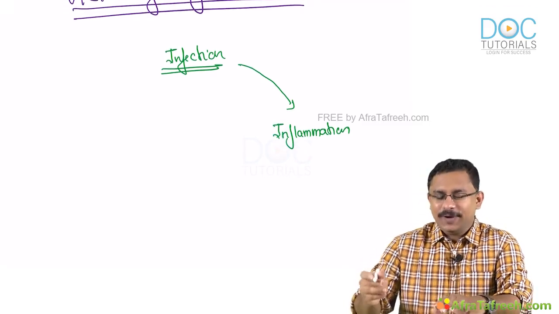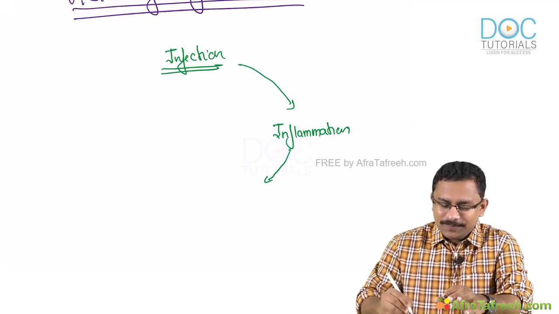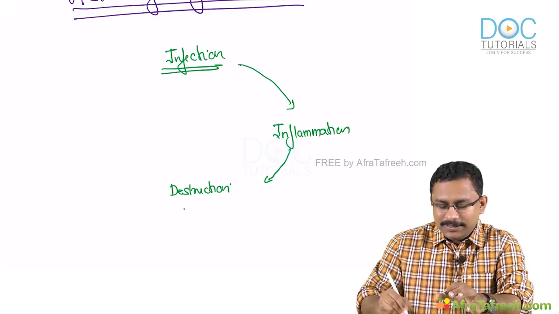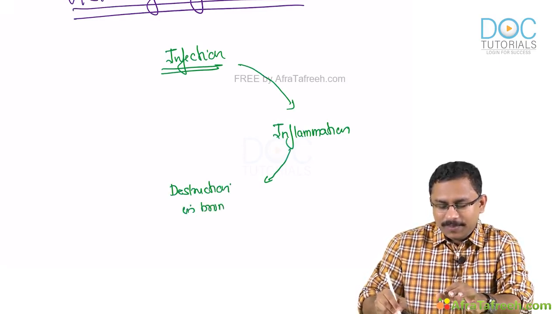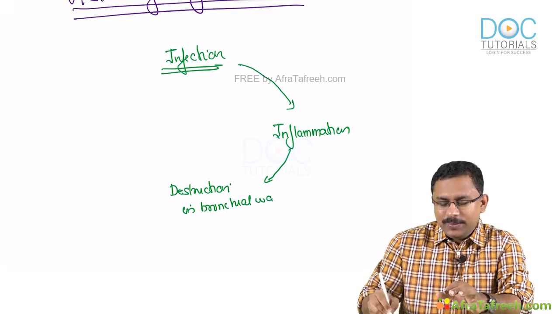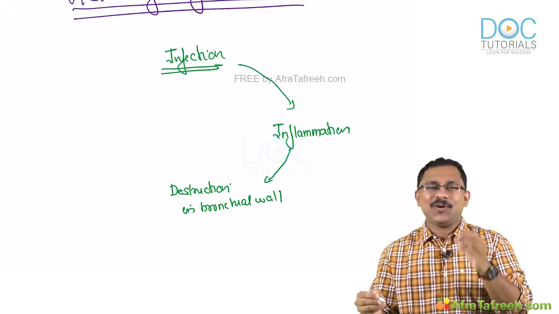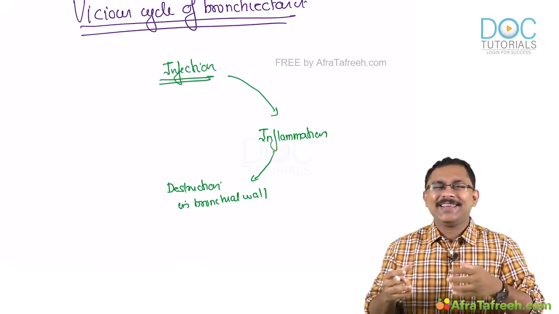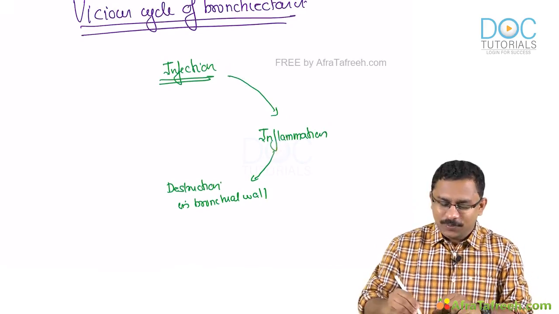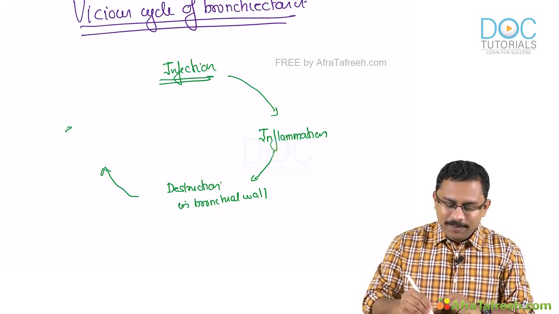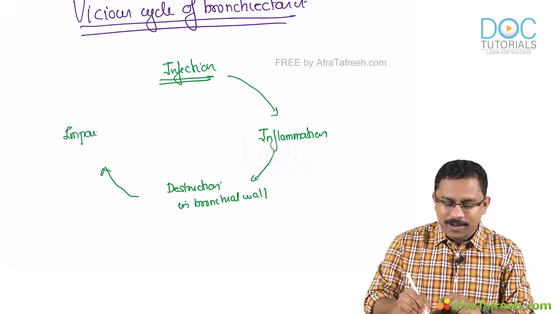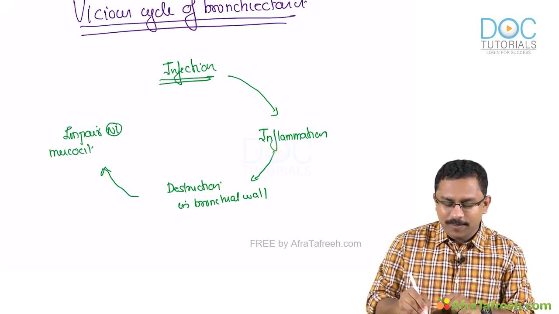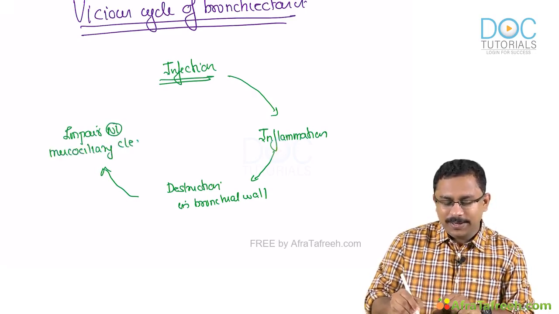So when there is an inflammation, that can actually cause what? A destruction in the bronchial wall. Correct? So when there is some destruction happening in the bronchial wall, would you agree with me that the normal mucociliary clearance would be impaired? Yes or no? So that would impair the normal mucociliary clearance.